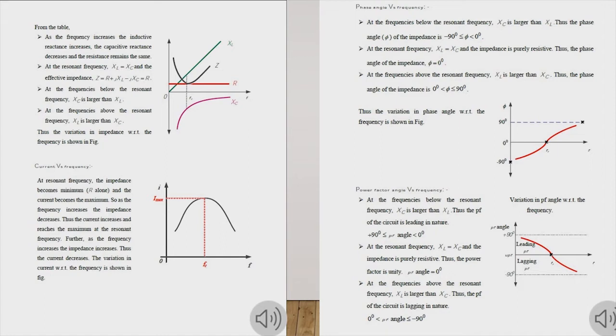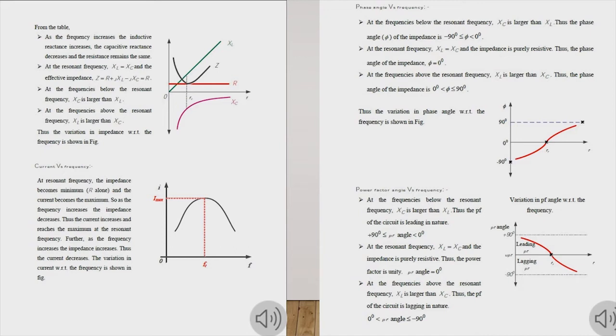Current versus frequency. At resonant frequency, the impedance becomes minimum, R alone, and the current becomes the maximum. So as the frequency increases, the impedance decreases. Thus, the current increases and reaches the maximum at the resonant frequency. Further, as the frequency increases, the impedance increases. Thus, the current decreases. The variation in current with respect to the frequency is shown in figure.